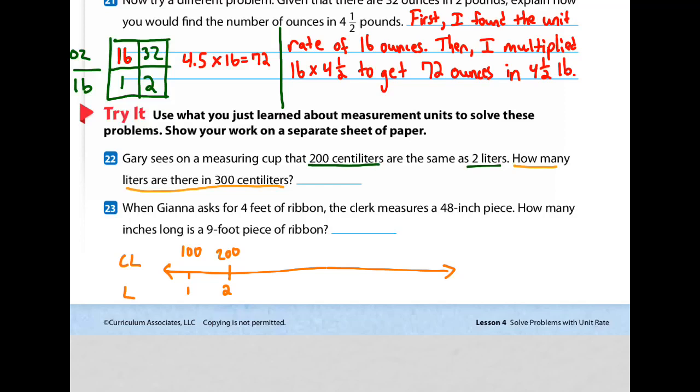So 100, 200, 300, 1, 2, 3. So the answer is 3 liters. All right, if you had 3 liters, good. Maybe you did a ratio table, maybe you found the unit rate. I don't care. I did a double number line, so I'm cool like that. Only kidding. All right, number 23. I want you to do that one completely on your own. Double number line, ratio table, find the unit rate and multiply, whatever you feel like doing. Pause the video, restart it when you're done. Go.